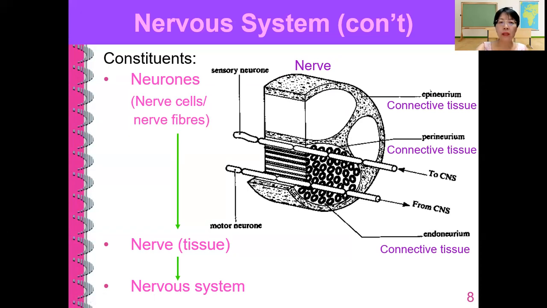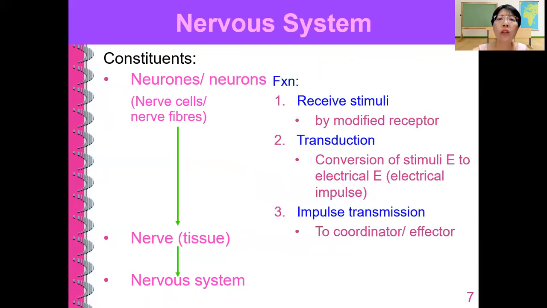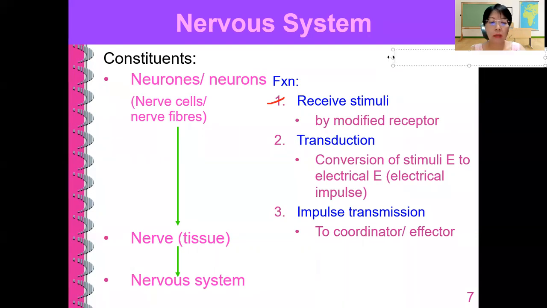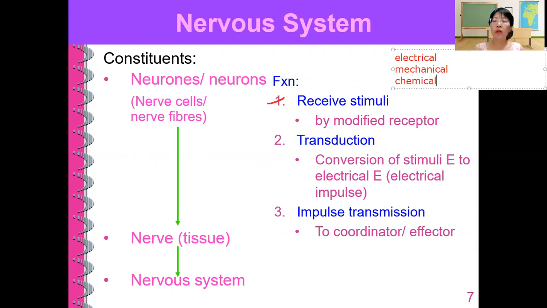Okay. So next we want to look at, what is the function of the neurons? We can classify the function of neurons into three parts. First, it is able to receive stimuli by modified receptor, which we'll look at later on. This stimuli can come in all sorts. It can be electrical, mechanical, as well as chemical. So a neuron can receive the stimuli in the form of electrical, mechanical, or chemical.